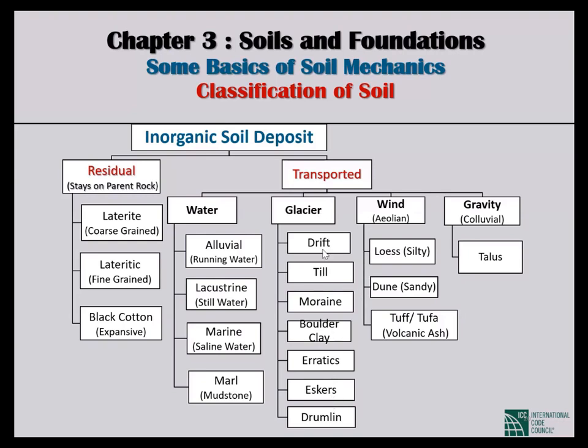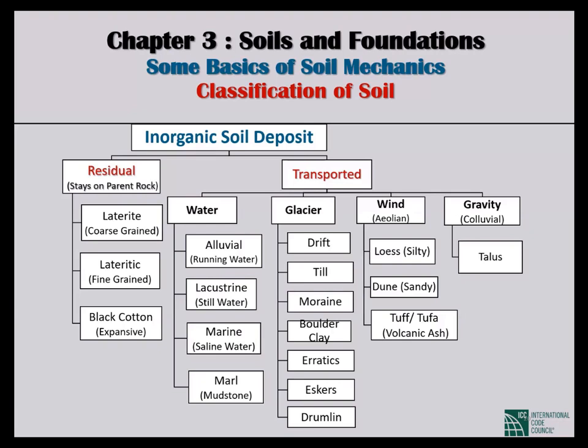In the case of Bangladesh, it's quite unlikely that we will be getting this sort of soil. But these are the names for this glacier transported soil. Again, we could have a wind transported soil. The common name is aeolian soil. And it is, if the particles are silty size, sorry, I didn't mention this classification yet.